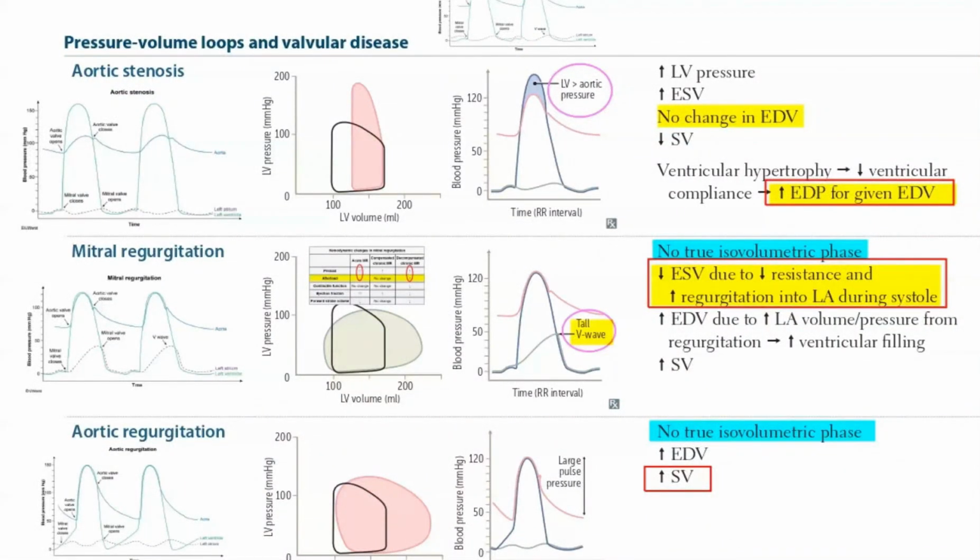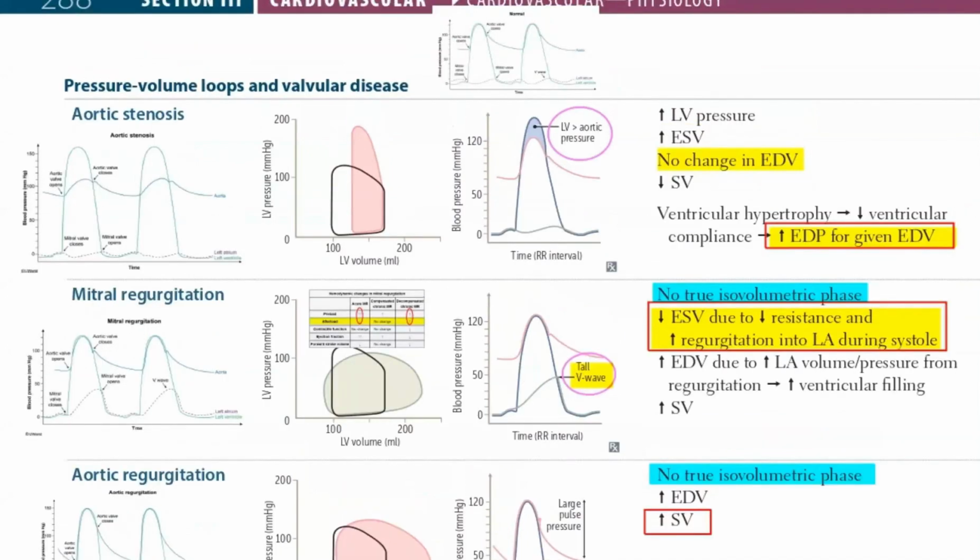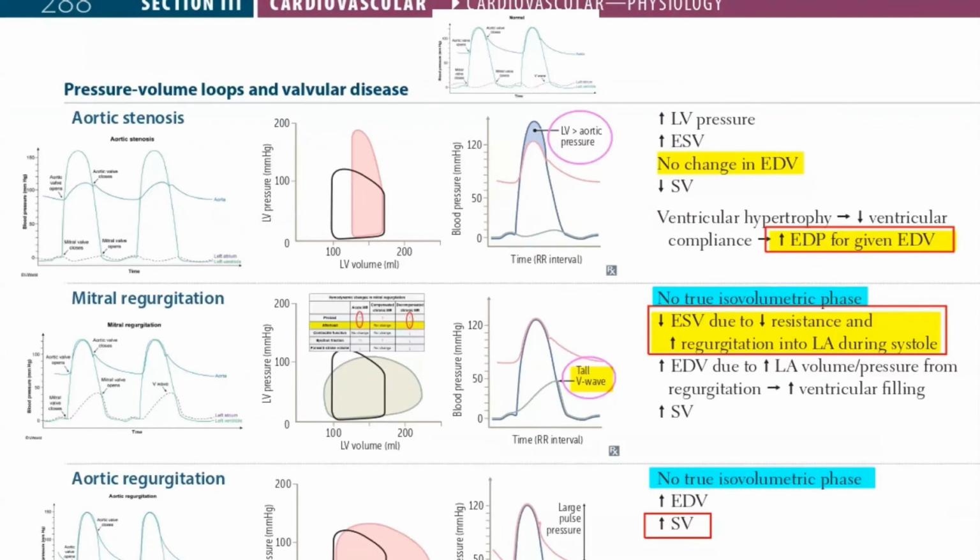So now we will study the pressure volume loops and valvular disease. First of all, we will study aortic stenosis. What are the changes in aortic stenosis? First of all, you must know that there is a stenosis in the aorta. When there is stenosis in the aorta, there will be more pressure in the aorta, and the left ventricle has to make some compensation. What compensation will the left ventricle make? It will make hypertrophy, because there is stenosis in the aorta.